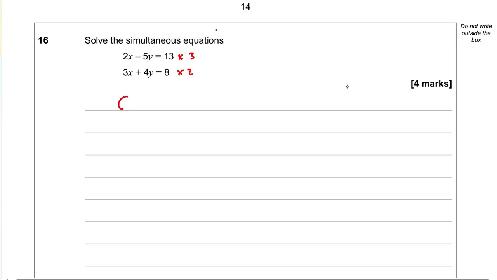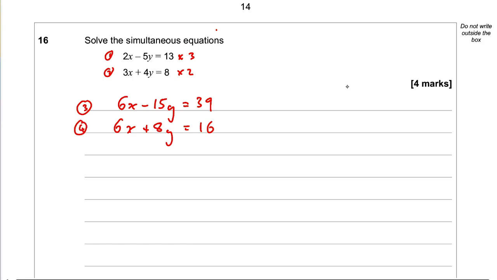So I'm going to times the first equation by 3 and the second equation by 2. That would give me then 6x minus 15y is equal to 39. Technically that was 1 and that was 2, so I'll call that equation 3. And then I'm going to times the second equation by 2, so that would give me 6x plus 8y is equal to 16, and I'll call that equation 4.